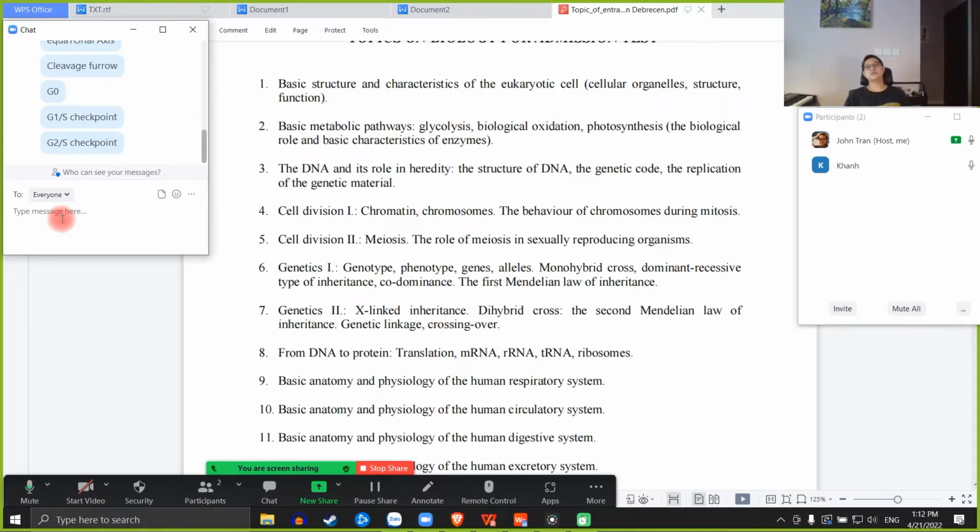Basically the checkpoints are there to check if the replication of chromosomes or DNA is correct or not. If there is a problem that needs to be fixed, the cell will undergo G0, which is like they stop everything and then try to fix the problem. After the problem is fixed, then the cell might go back into the interphase again and then continue on.